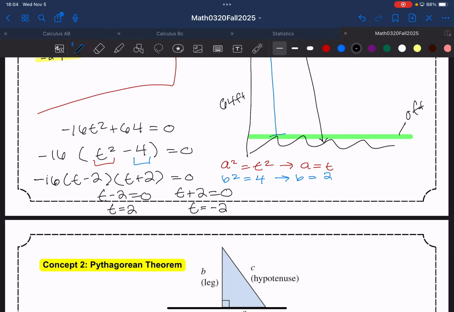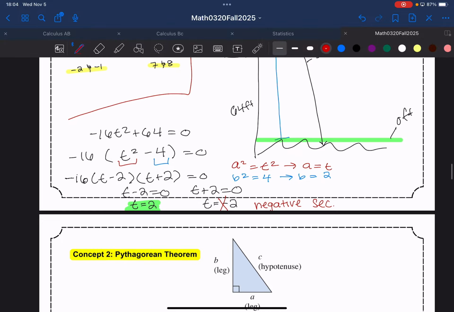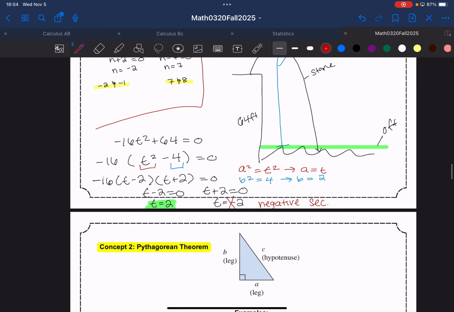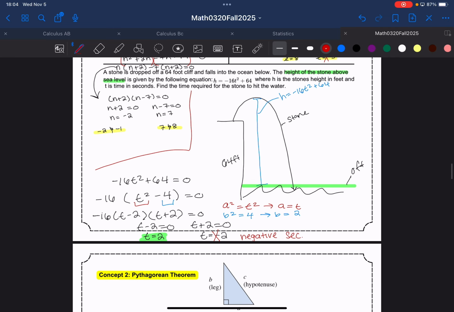But what does t represent in the problem? Time. Okay, can we have negative 2 seconds? No. So can we use t equals negative 2? No, we can only use t is equal to 2. So this one we would cross out because we can't have negative time or negative seconds. Okay, same with the length times the width. We couldn't have a negative length, so we cross out that value. So this one only has one answer, and that is t equals 2 seconds. Okay, so this is saying at 2 seconds is when the stone will hit the water.